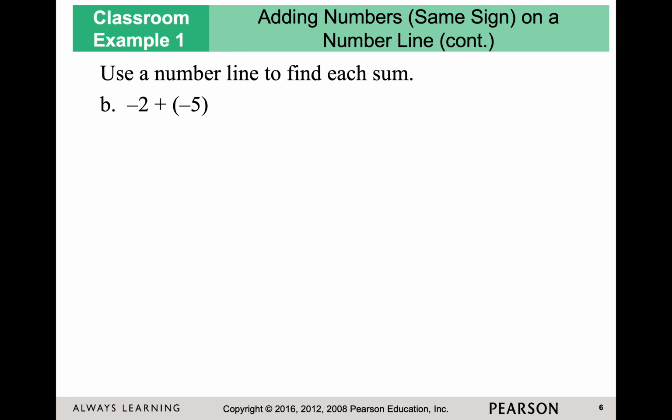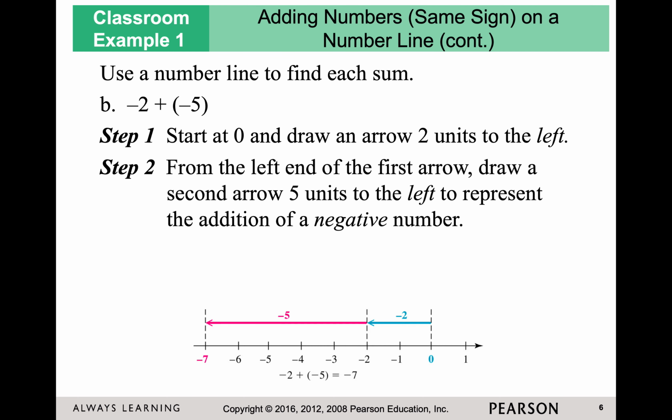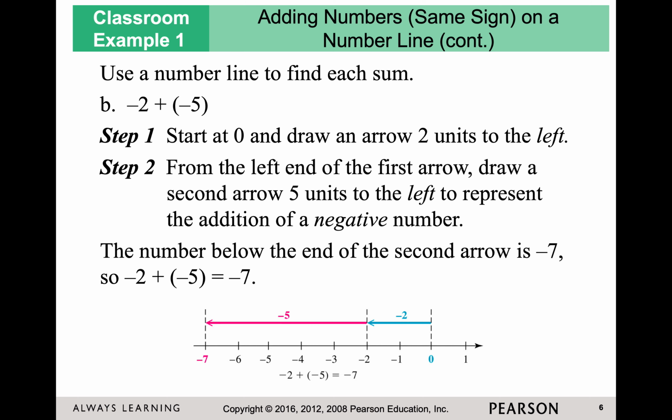If I'm adding two values with the same sign, my answer is going to be negative here, and I'm just going to do 2 plus 5 is negative 7. This is a visual explanation for why, because I'm going 7 units to the left of 0. But you can just remember, same sign, the answer has the sign of those values, and you're going to actually be adding them together.